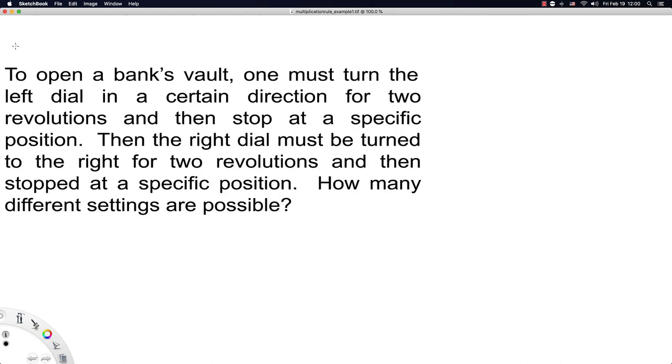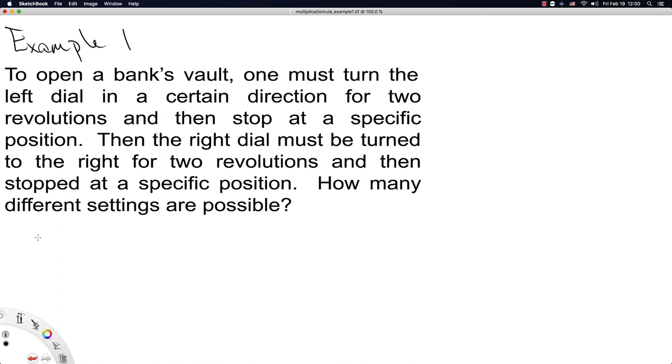So here is example number 1. To open a bank's vault, one must turn one of 2 dials, the left dial first, in a certain direction for 2 revolutions, and then stop at a specific position. Then the right dial must be turned to the right for 2 revolutions, and then stopped at a specific position. How many different settings are there? So what we're trying to do is break down the steps into these operations.